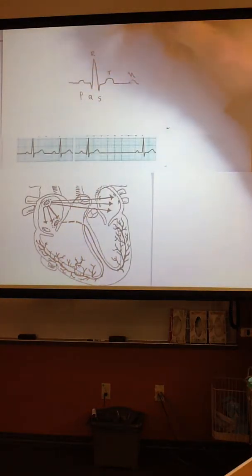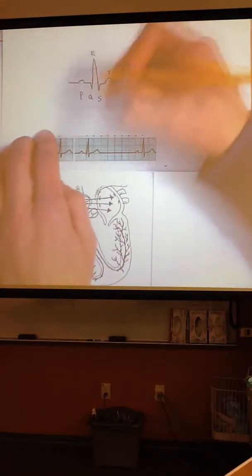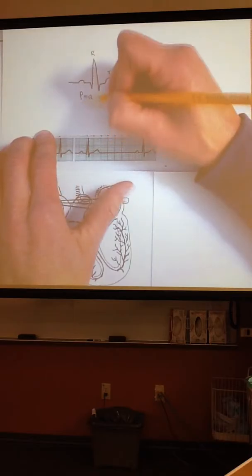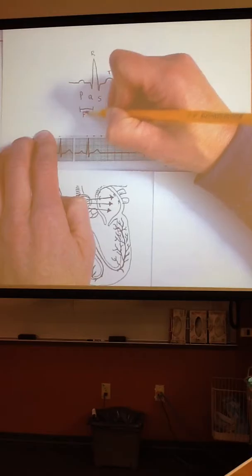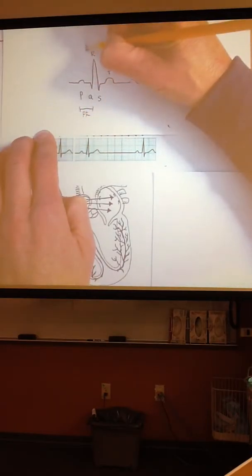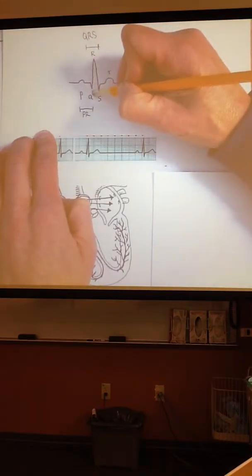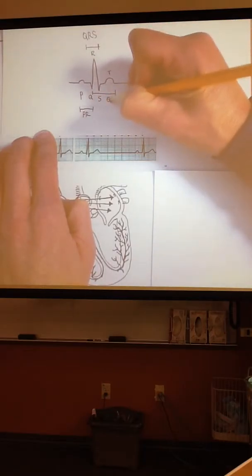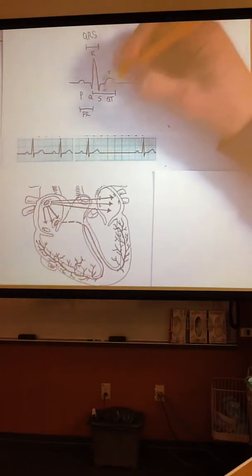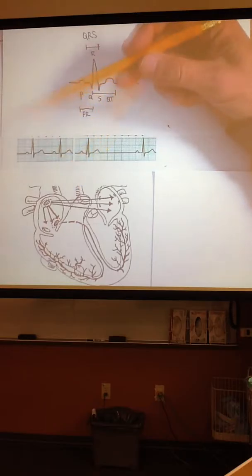So, what do each of these stand for? And what's happening? We also have a bunch of intervals and complexes. We have the PR interval, which is this. We have the QRS complex, which is about that. And we also have the QT interval. So that's kind of a lot of stuff going on. So let's try to break this down a little bit.